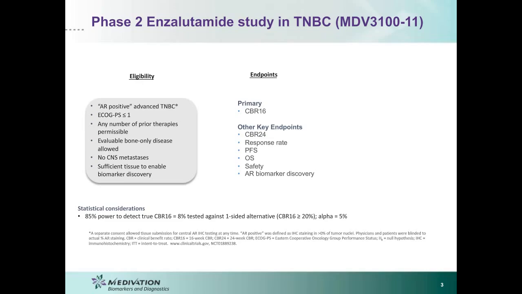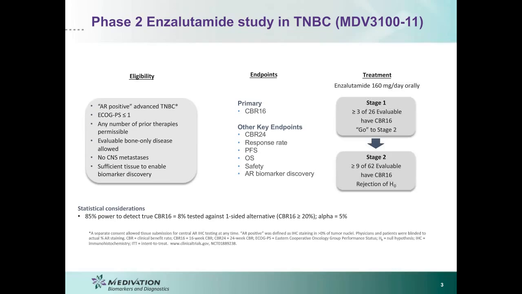The primary endpoint of the study was clinical benefit rate at 16 weeks, which had to be used due to the aggressiveness of these metastatic triple-negative breast cancers. We also collected other key endpoints such as 24-week clinical benefit, progression-free survival, and overall survival, which I'll present today.